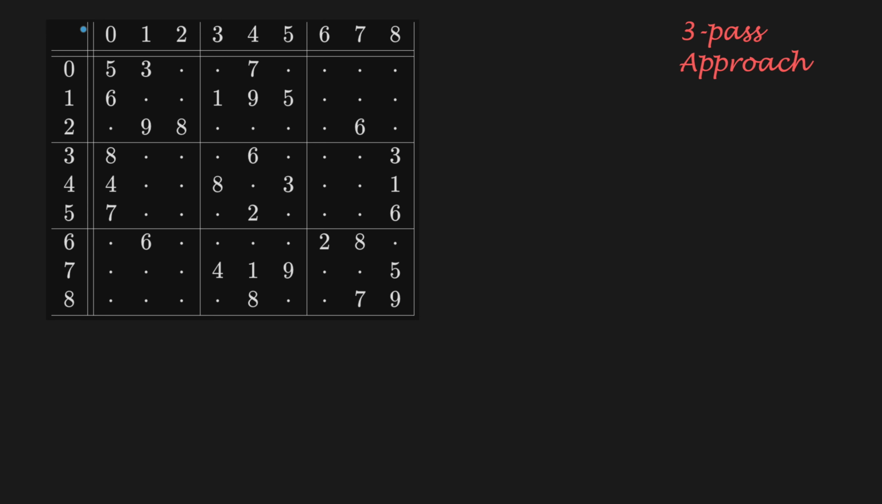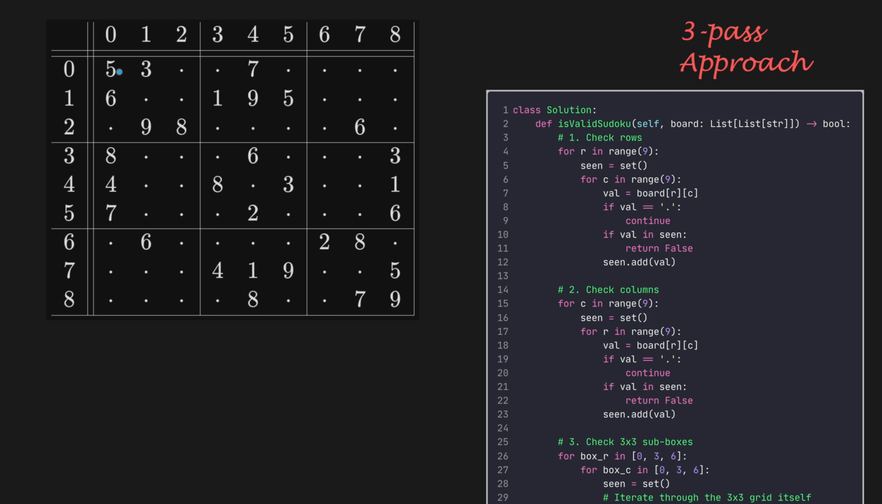Now, in terms of the solution, the first thing to note is that we are just checking for duplicates. And you probably guessed it. A Hashset is perfect for this. It gives us O of 1 lookup time, helping us find if an element is a duplicate instantly. The simplest way to solve this is to run 3 completely separate passes over the board.